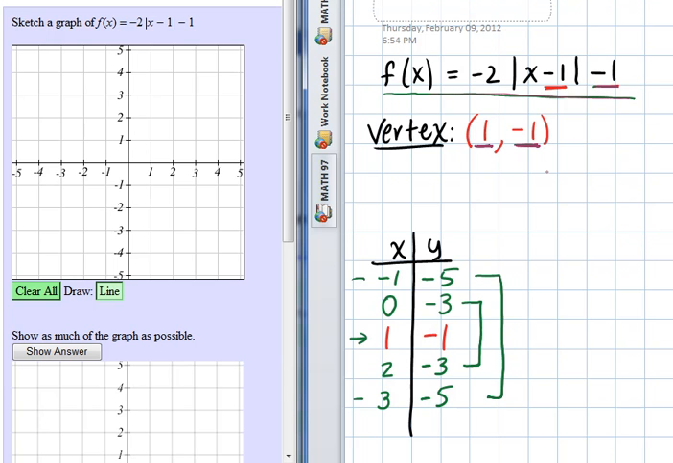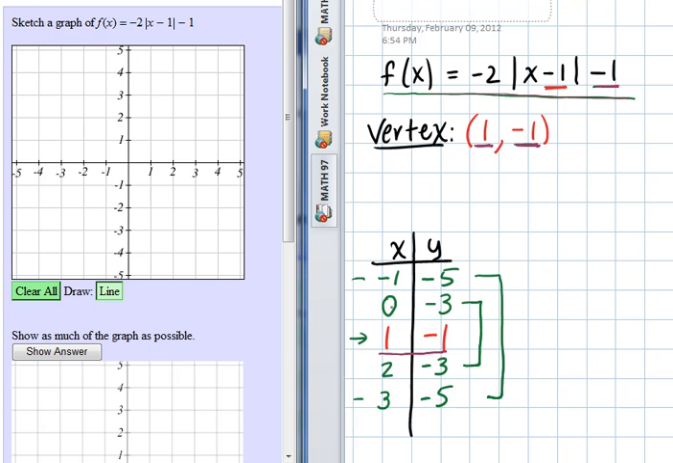Next thing I did was make a table of values, and I put the vertex kind of in the middle, and then I selected x values just below 1 and above 1, because I know what's going to happen when I plug these values in for x. Let me just show you real quickly here.